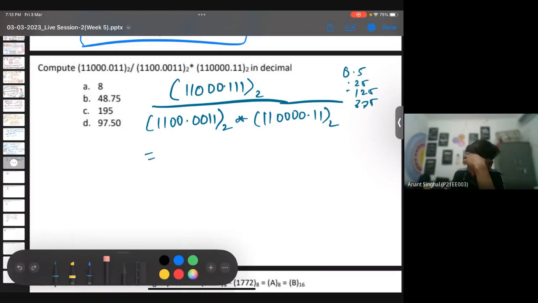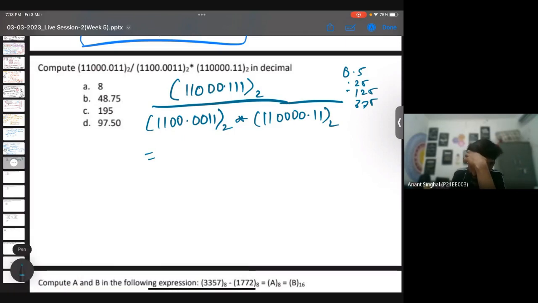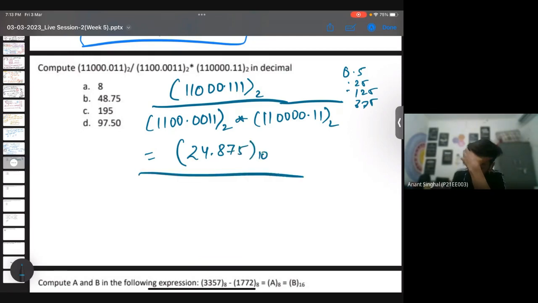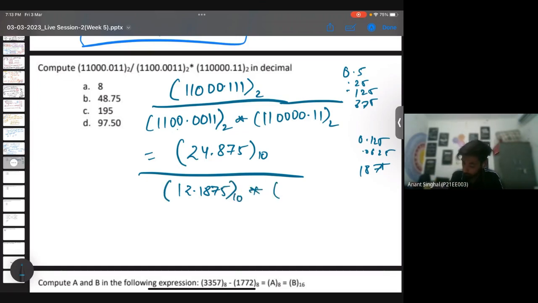Okay, let me invert. 2 to the power 0, 1, 2, 3, 4. So 8 plus 16, this is 24.875. And when we divide it by 0, 1, 2, 3, so 1, 2, 3. So this is 12.125. This is 0.125 and then 0.0625. So this is 0.1875 to the base 10. And then if I try to write, this is nothing but 0, 1, 2, 3, 4, 5. So 32 plus 16 is 48.75.